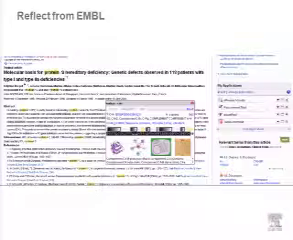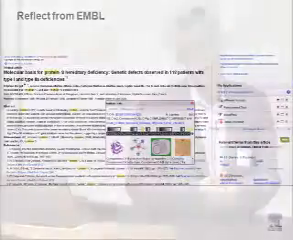We partner with EMBL, a research institute in Germany. What they do is extract the protein structures and visualize them within the articles. So we are trying to link the users contextually to relevant information wherever they are in the article.